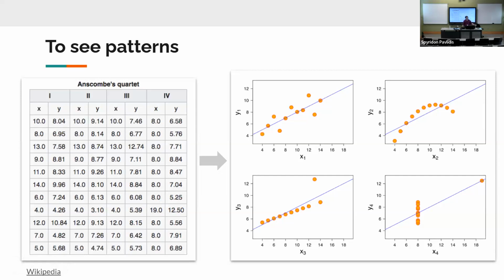So again, data visualization is about pattern detection, comparison, finding outliers, and overall quicker analysis, but not necessarily just quicker, but more efficient, more effective. Because quicker is not always better.